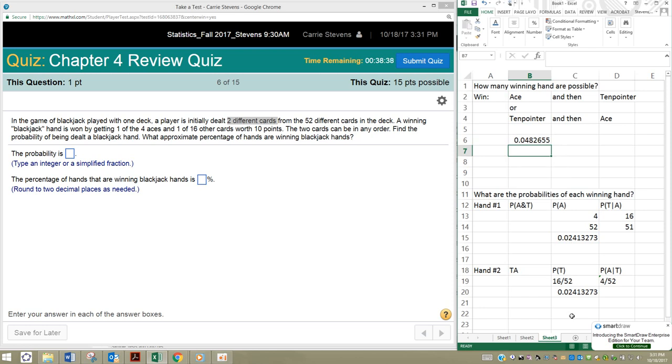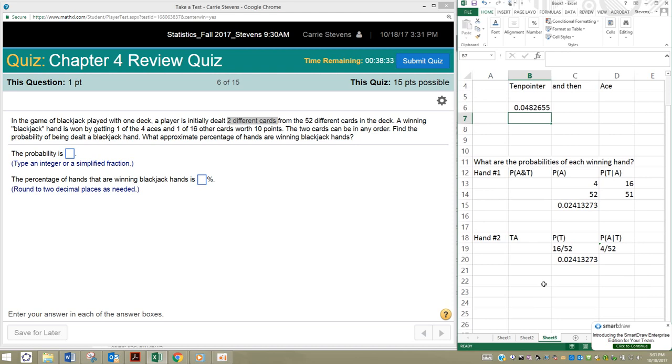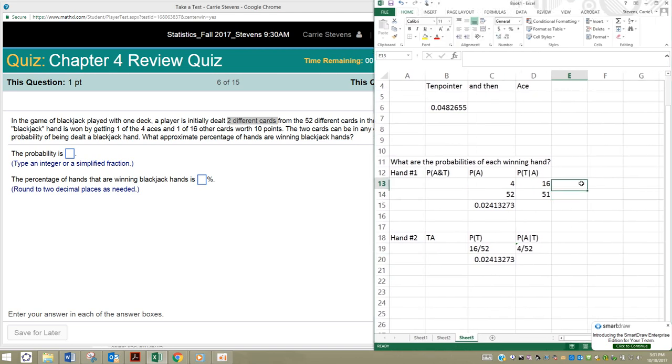But that's as a decimal, and the answer is supposed to be given as a fraction. It says type an integer or a simplified fraction. So I have to do some simplifying here. So if I have 16, let me look at these right here. That'll make it a little easier. So now I'm just trying to simplify. 4 goes into 52. That can be 1 out of 13, right? And then 13 is prime, 51 is prime.